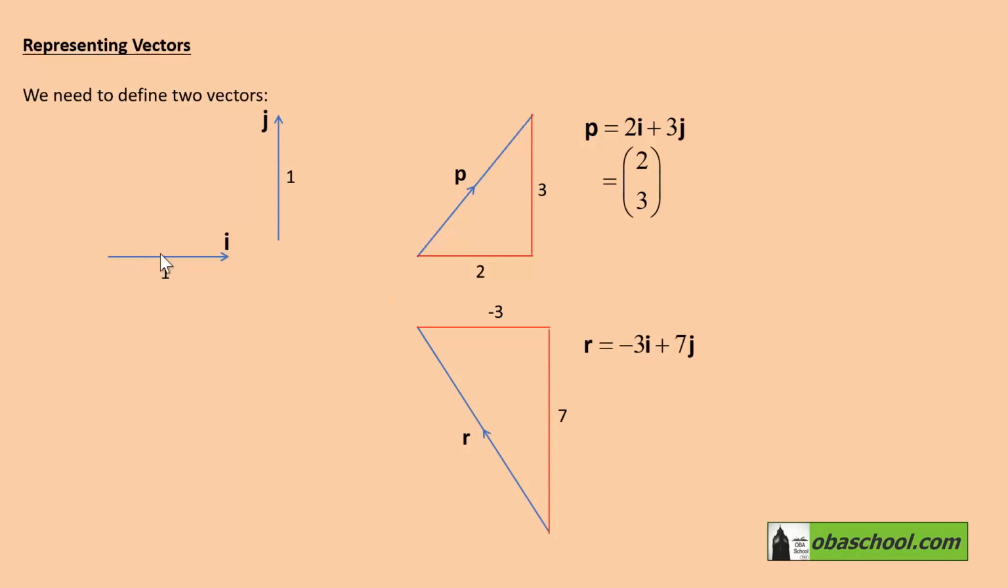You notice that the vector i points to the right. So it's 1 unit to the right. If we go to the left, then it's going to be negative. As a column vector, we write (-3, 7). So if you like, the i component goes in the top of the vector and the j component goes in the bottom of the vector.